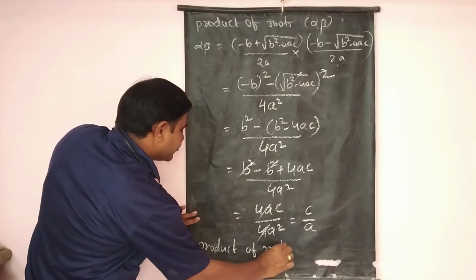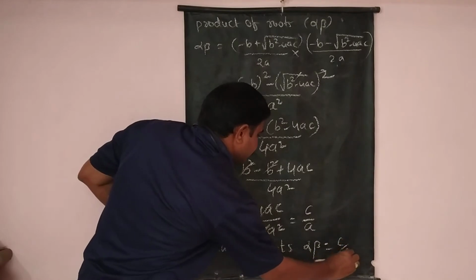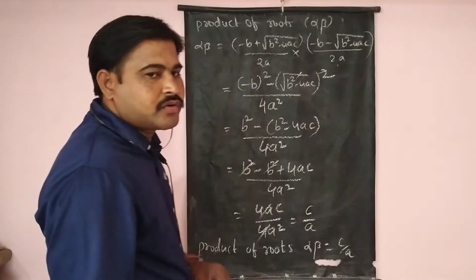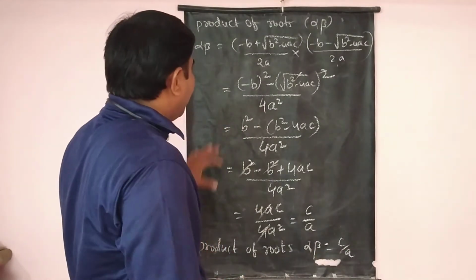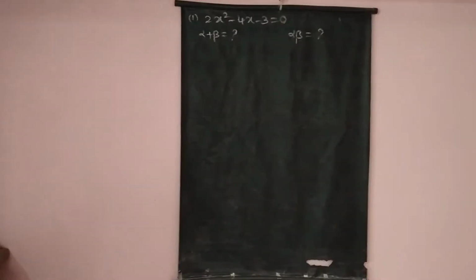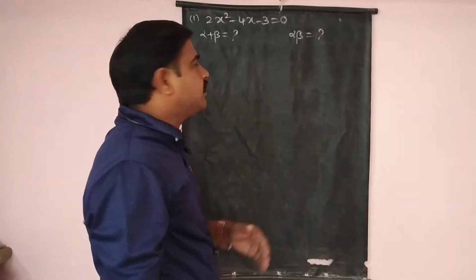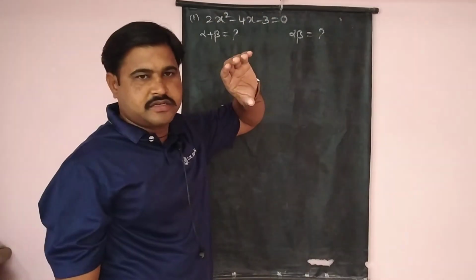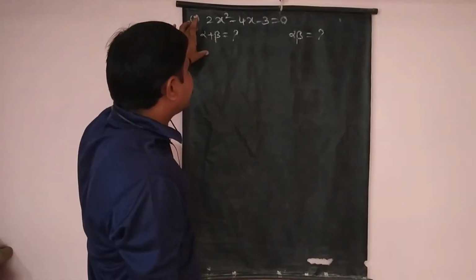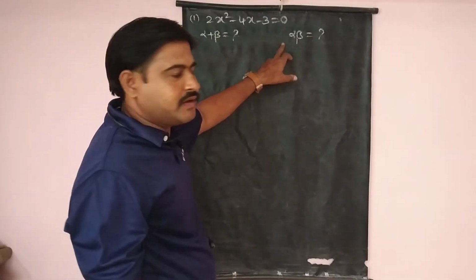Alpha into beta is equal to c by a. We have to do some problems on this now. See, 2x square minus 4x minus 3 is equal to 0 is the given quadratic equation. Find the sum of the roots, alpha plus beta value, and the product of the roots, alpha into beta value.